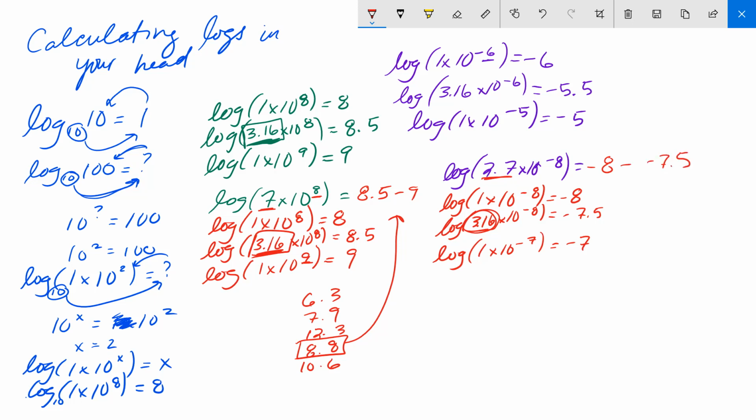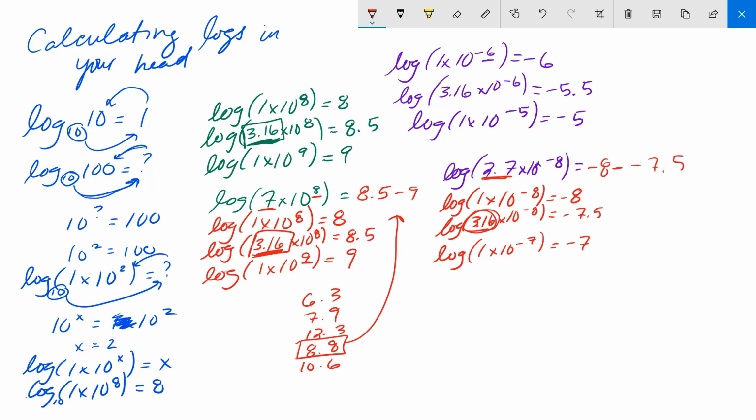You may be thinking, this seems to take a long time. I don't have time on the DAT to write out all three of these and find where my specific log fits into the scale. That's true, it does take a little while, but if you practice this a couple times, you'll get really quick at it. You'll get to the point where you can look at this and, rather than drawing out this entire scale, you'll just say, well, 2.7 is larger than 1, but smaller than 3.16, so it's going to be between negative 8 and negative 7.5. You'll be able to do them really quick, but it does take practice.